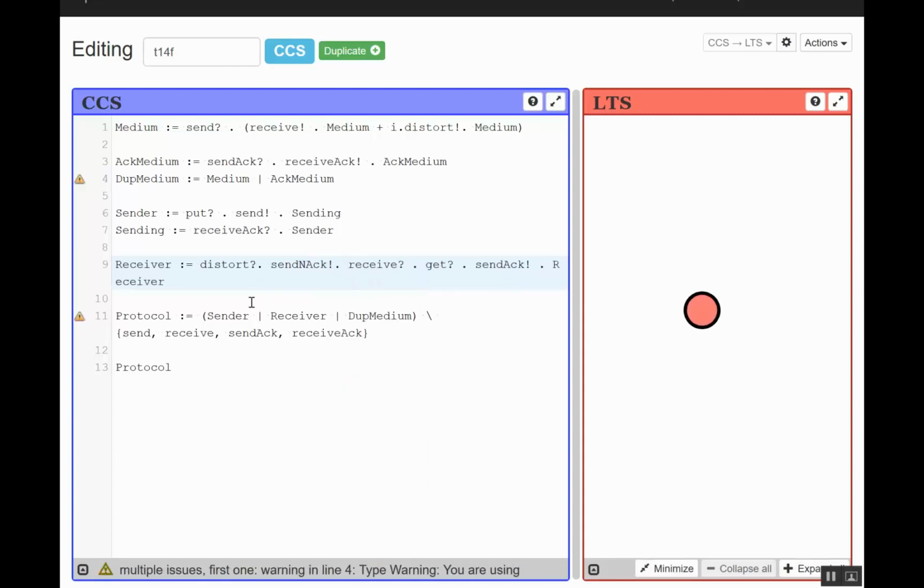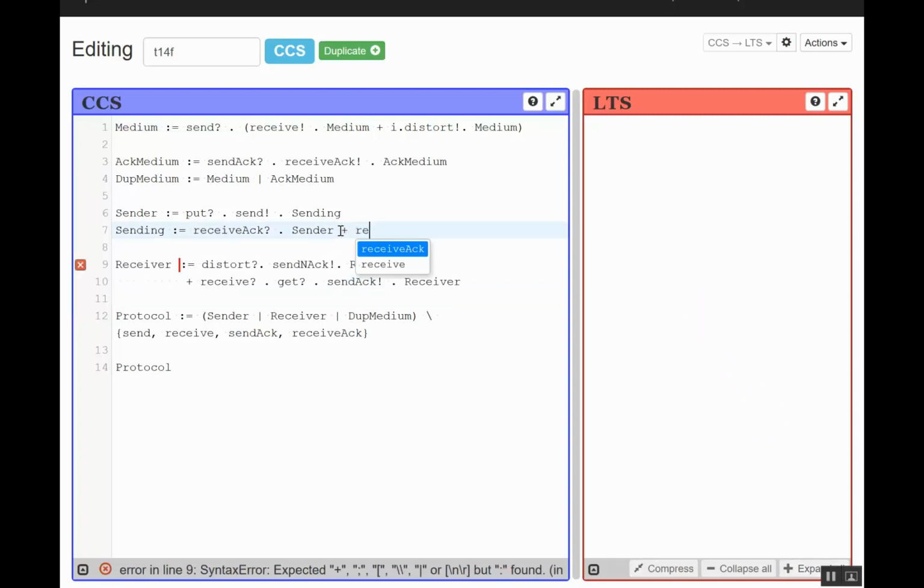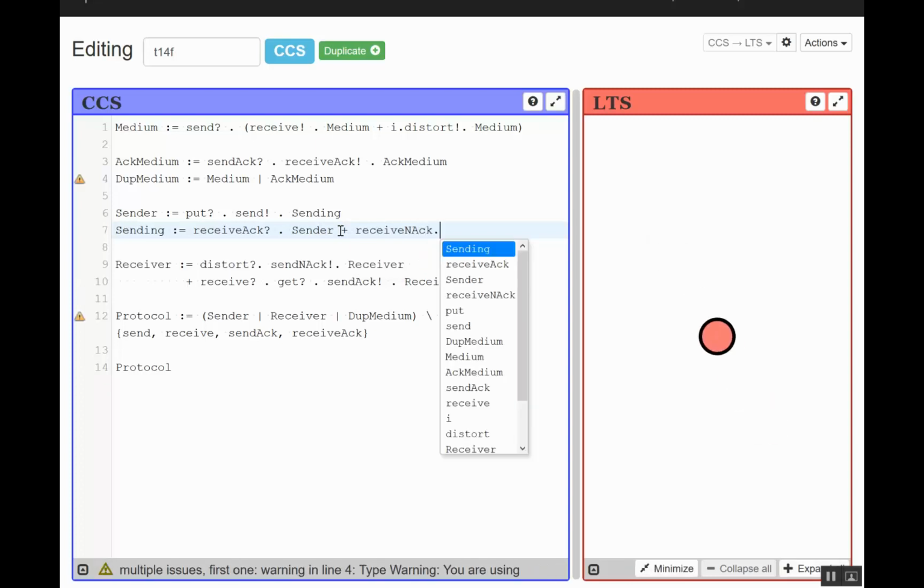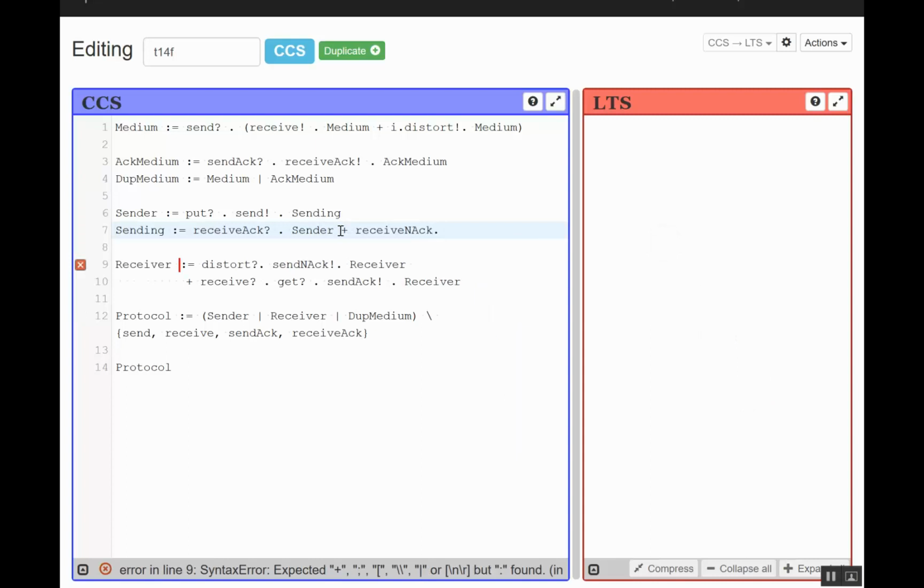And would wait for something to happen. But this is only for the case that there is a distortion, right? So what you see here is that either there's a distortion, then he sends a no acknowledgement. Now the sender is prepared here for a receive acknowledgement or a receive no acknowledgement, right? And if it receives a no acknowledgement, then what would it do?